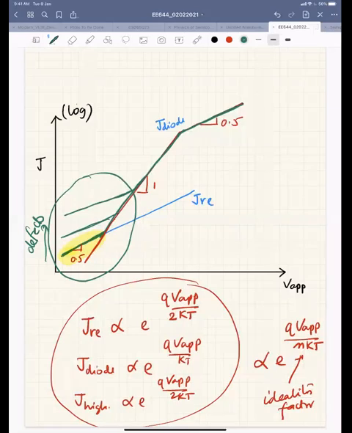But for the ideal case, I don't want any recombination current, so for the ideal case my n will be 1. So n equal to 1 for an ideal diode. But for a practical diode, this n will not be 1. n will be somewhere between 1 and 2, because I am varying from 0.5. Here I have 2, here I have 1, here I have 2, so this will vary between n equal to 1 to 2.